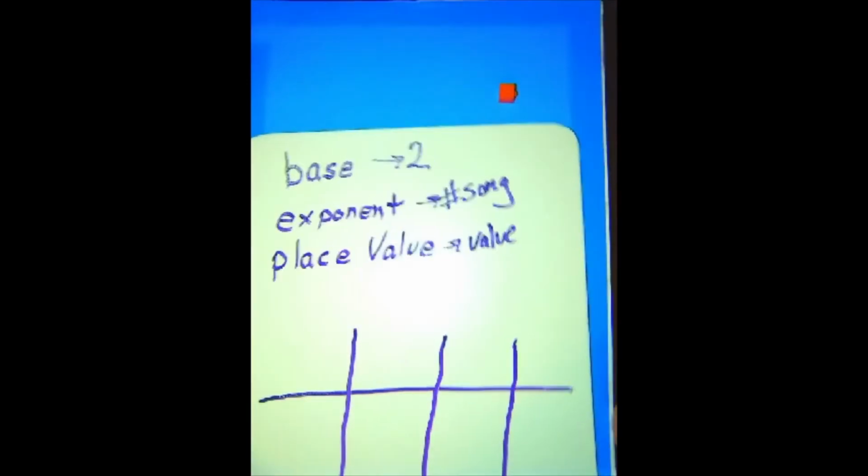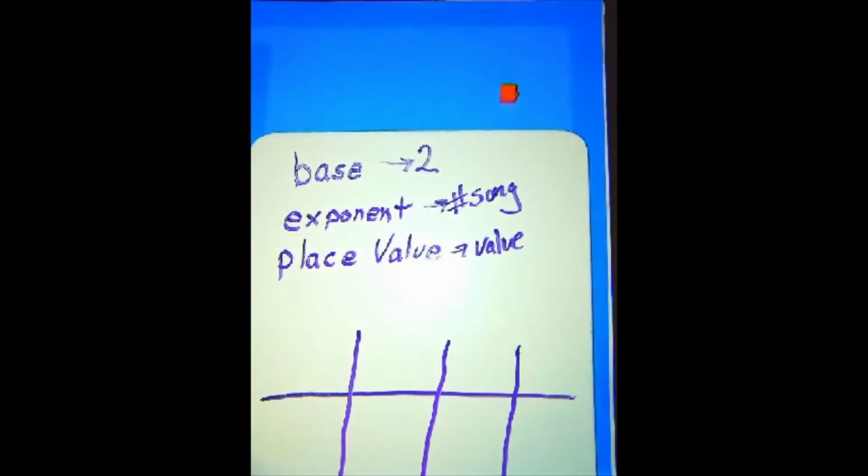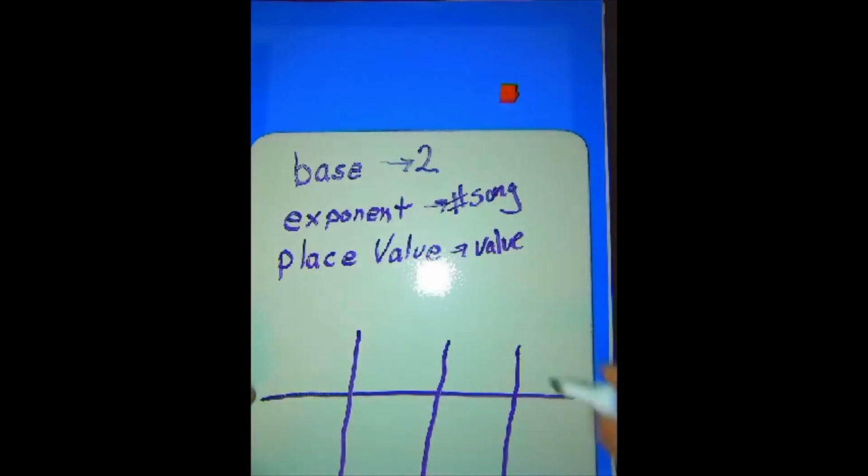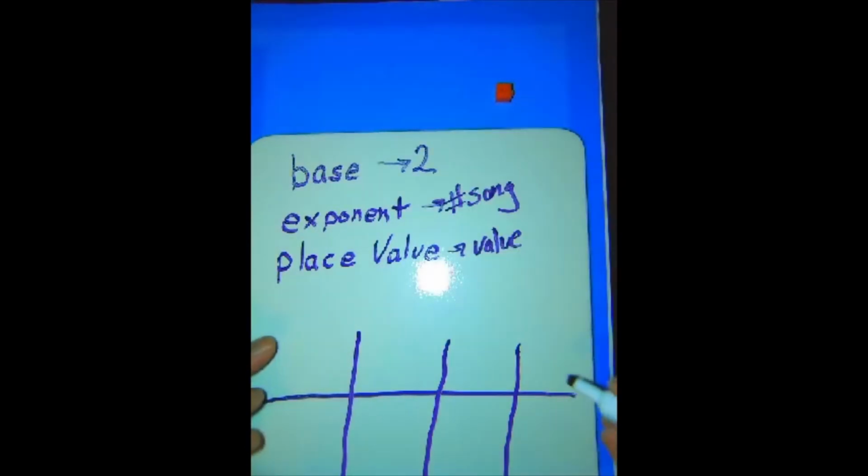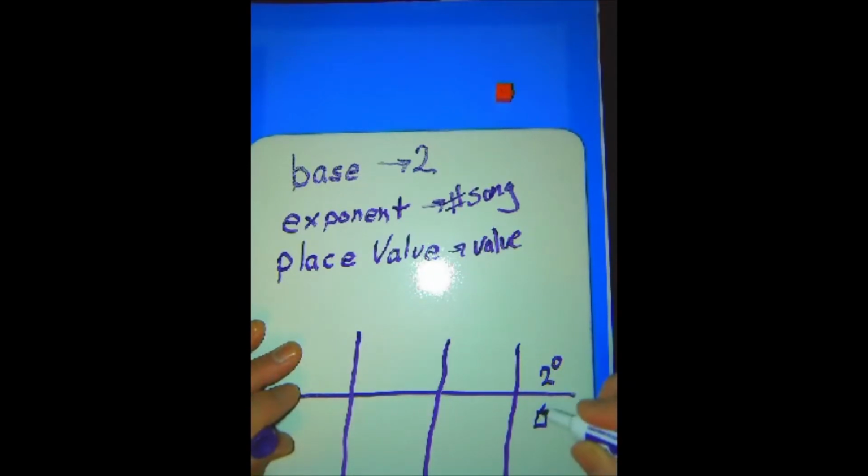So let's put this down here so we can build a record of this action. So our base is 2. We'll keep track of that up here. The number of times we have sung the song is 0. So this would be 2 to the 0 power. What does it look like? Well, it looks like our unit cube. And what is the place value? Well, the place value is 1. That's how many we have.